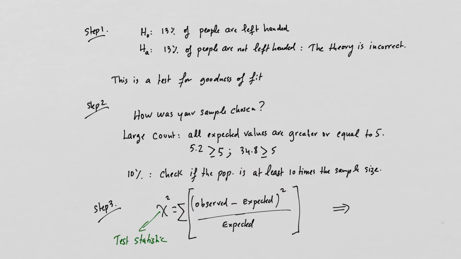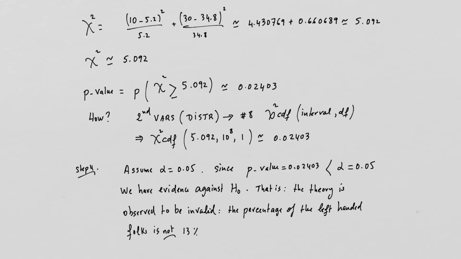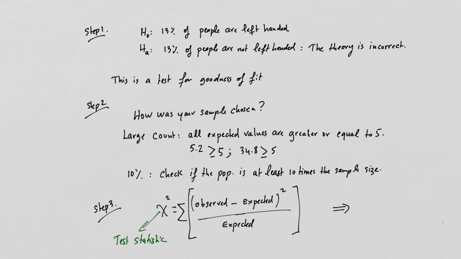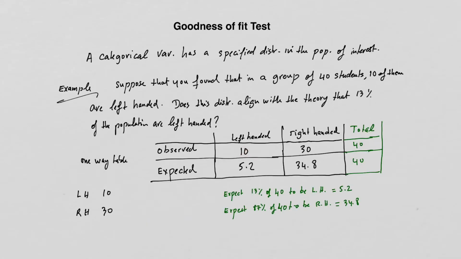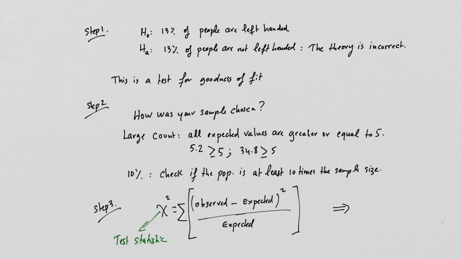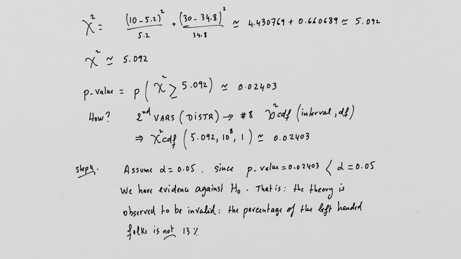Because I only had 2 numbers, I did it by hand. So it's 10 observed minus the corresponding expected. Observed minus the corresponding expected. You don't do this minus that, for instance. Squared divided by the expected value. Those 2 numbers have to be the same. Plus the second one, 30 minus 34.8 squared over that. It gave me this plus that, and I got 5.092. So that is the chi-squared value.